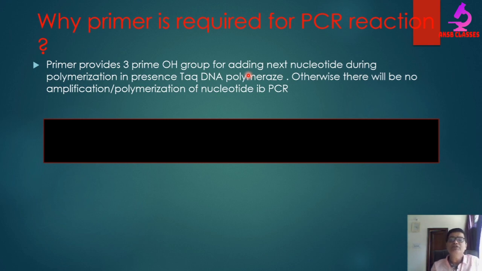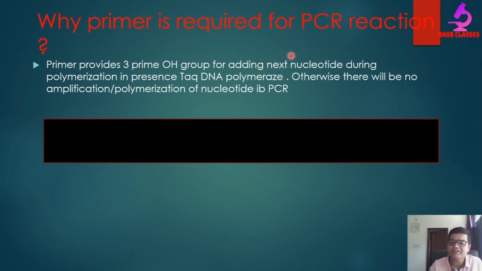Otherwise, there will be no amplification, no addition of nucleotide, no polymerization inside the PCR machine during the reaction process. So that is polymerization of nucleotide in PCR. So try to know what is the function of primer. It just provides the 3' hydroxy group for making a phosphodiester bond with the next nucleotide in presence of the phosphate group of the next nucleotide.